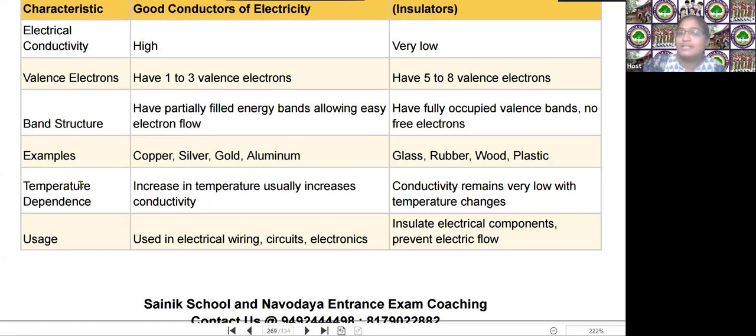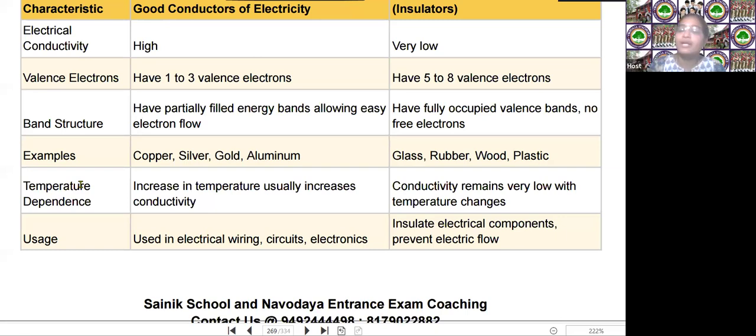Our wiring system is manufactured with copper. Our total wiring system is manufactured with copper. Why do they use copper? Because copper is a good conductor. Silver is also a good conductor, but silver is very costly compared to copper. Gold is also a good conductor, but why don't they use it in manufacturing wires? Because gold has a very high price compared to copper. That's why copper is cheap and is used as a conductor. That's why in our homes the wires are made of copper. Copper is a very good conductor.